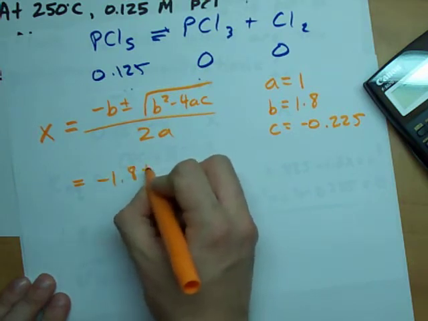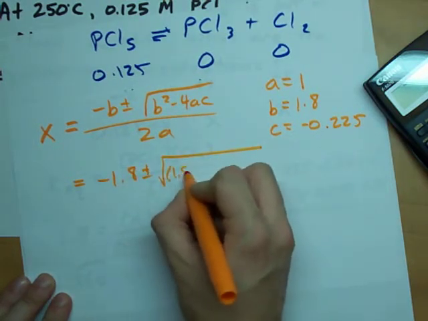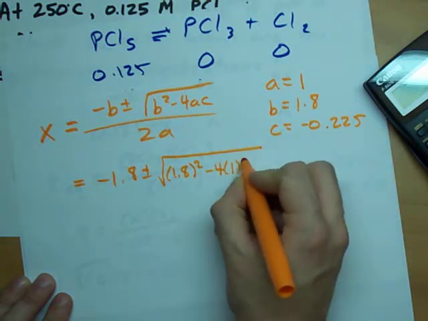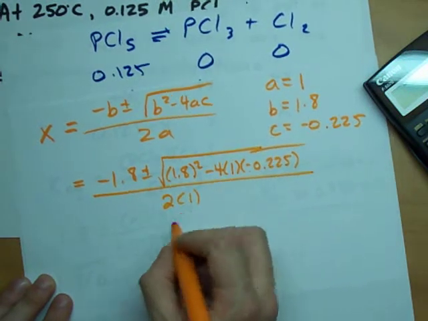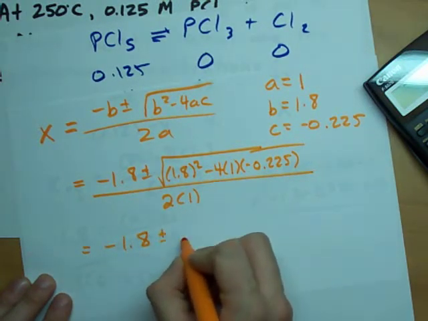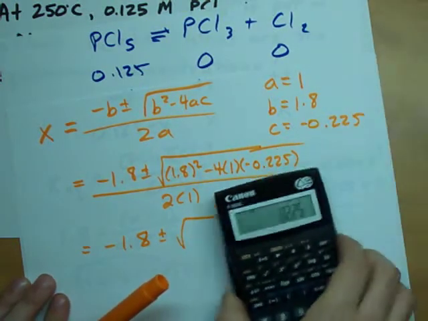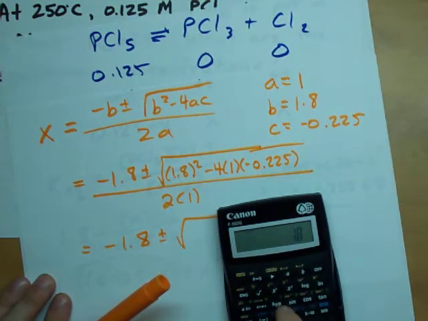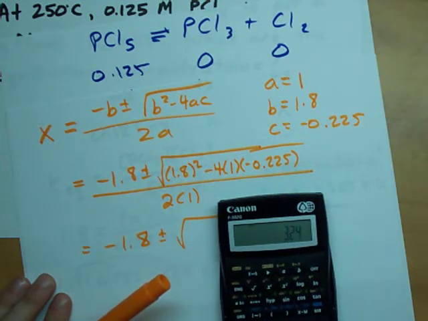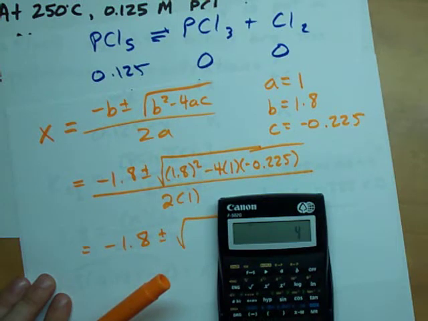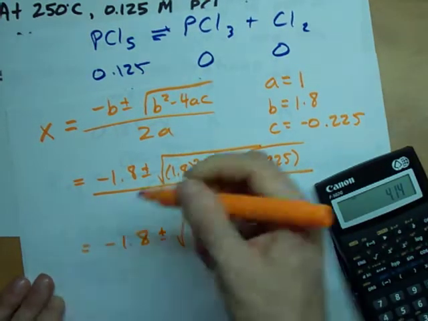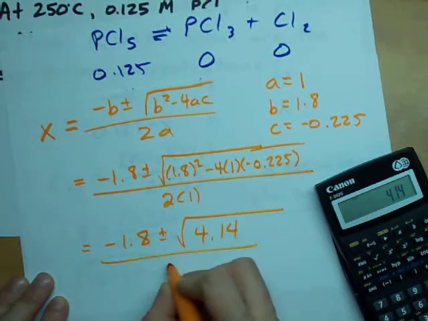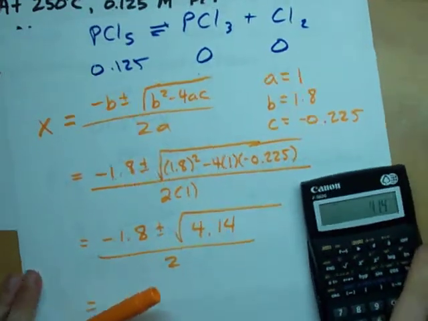Negative 1.8 plus or minus the square root of 1.8 squared minus 4 times 1 times negative 0.225 all over 2 times 1. It's negative 1.8 plus or minus the square root of, I'm going to do this all at once, 1.8 squared minus 4 times 1 times negative 0.225, and that's the number that goes in here, 4.14, all over 2. Alright, now I can get these two numbers.